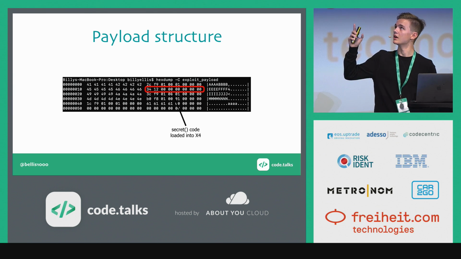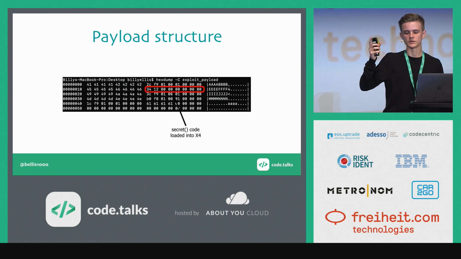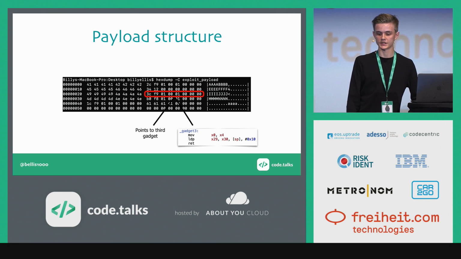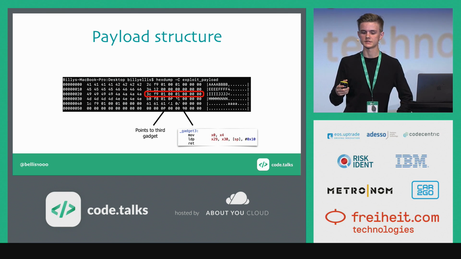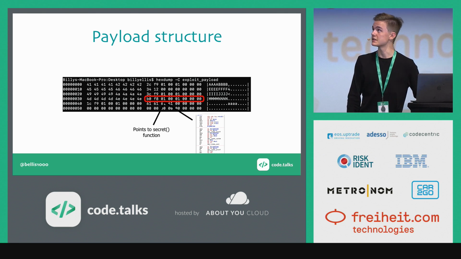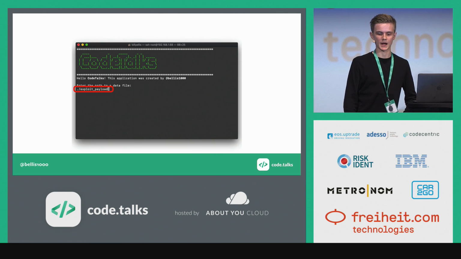And by the way, this is all in little endian. That's why the bytes are in reverse order. Then we have some more junk for x29. And then the third gadget, which will actually move x4 into x0. And then some more junk to x29. And finally, the address of the secret function itself. And then we're back to where we started.